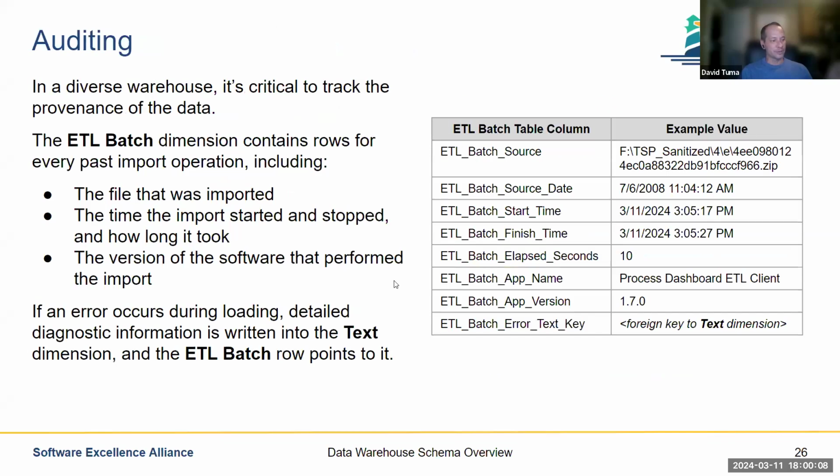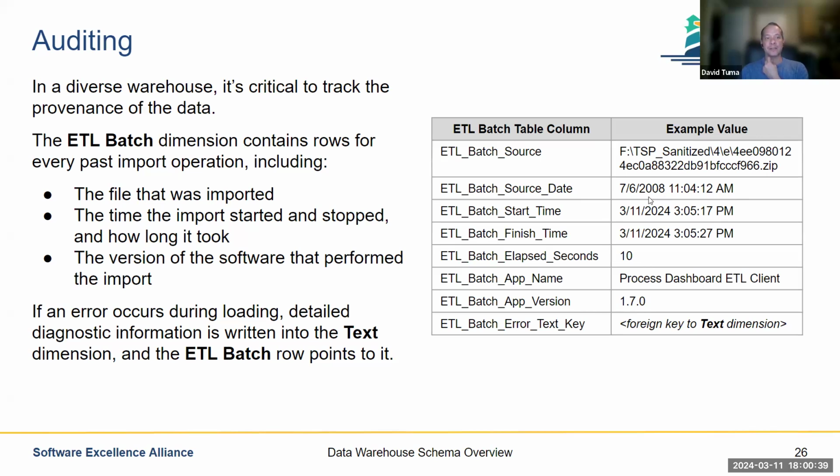The last thing I want to cover, since we're at the top of the hour already, is auditing. In a warehouse that's got data from a lot of different diverse sources like ours, it's critical to track the provenance of the data. And so there is an ETL batch dimension. A row is created in this dimension for every import operation that occurs, including the name of the file that was imported, the time the import started and stopped, and how long it took.